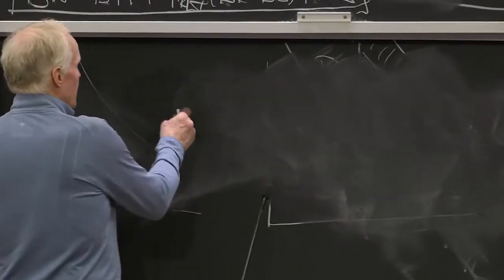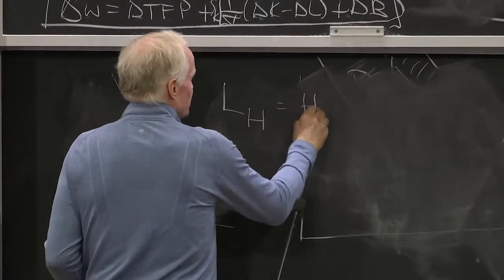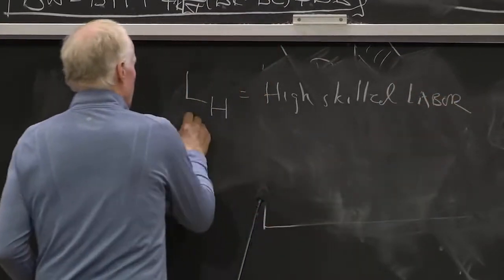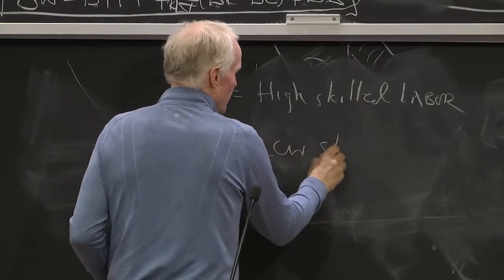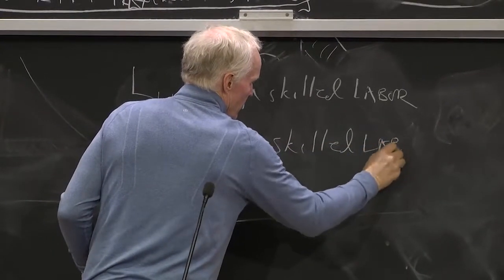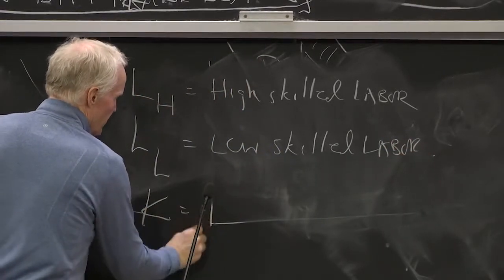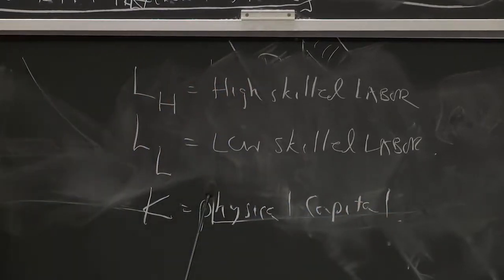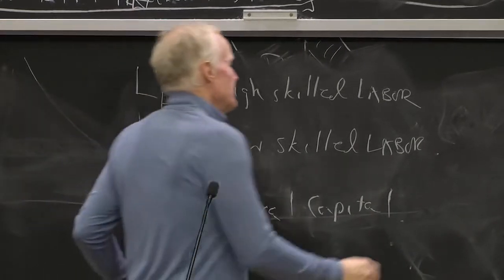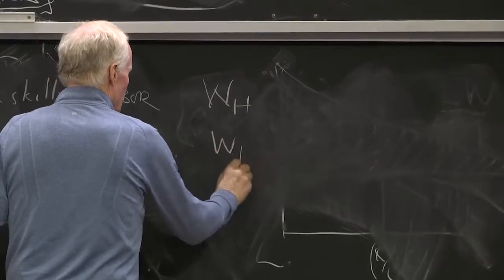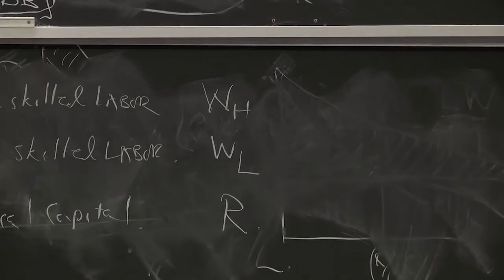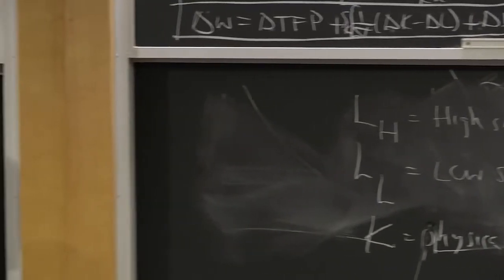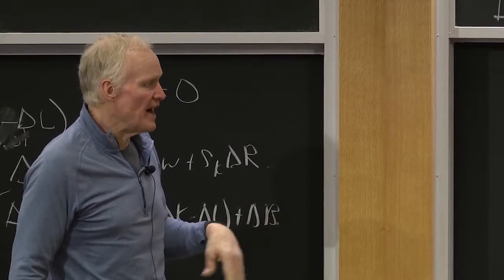The three inputs I want to have are LH, which is high skilled labor, LL, which is low skilled labor, and K, which is physical capital. Of course, now there are three prices: WH, WL, and R. So now there are three prices that we have to think about: the quantities of each, the return to high and low skilled labor, and the return to capital.